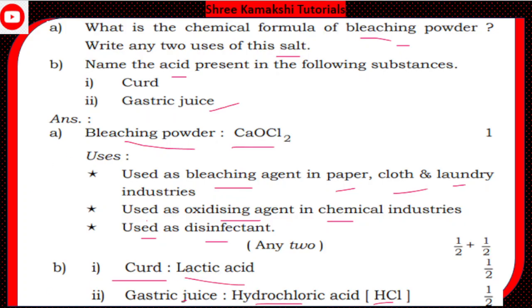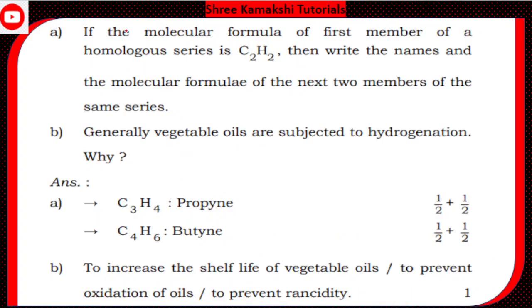Understand? The next question is: if the molecular formula of the first member of a homologous series is C2H2, then write the molecular formulas of the next 2 members of the same series. And the second question is: generally vegetable oils are subjected to hydrogenation. Why?